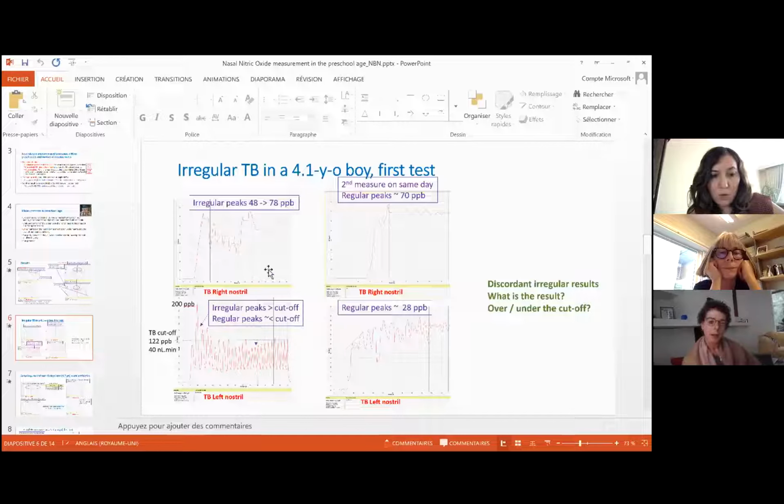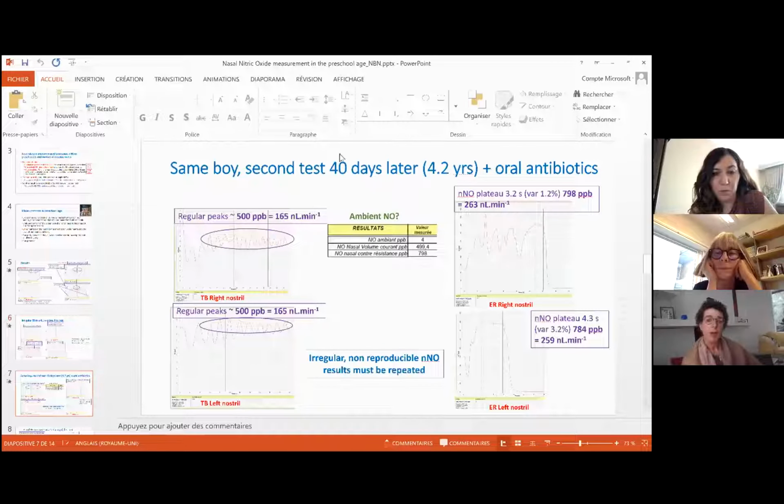You perform a second measurement in each nostril. So the second measurement in the right nostril, you see, is low, but more regular than this one. And in the left nostril, it's now very low. So you got discordant, irregular traces. You don't know what the real result is. You don't know whether it's over or under the cutoff. So in that case, you just have to see the boy a second time after oral antibiotics.